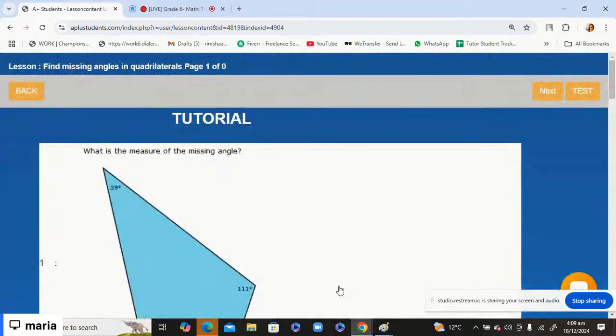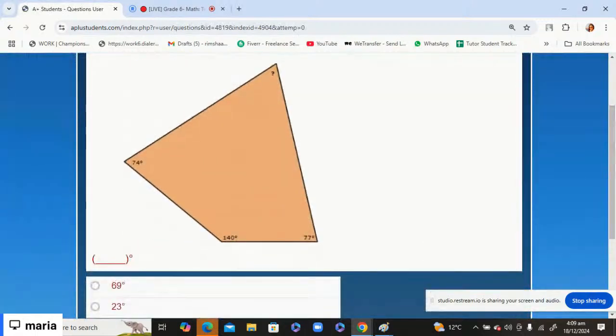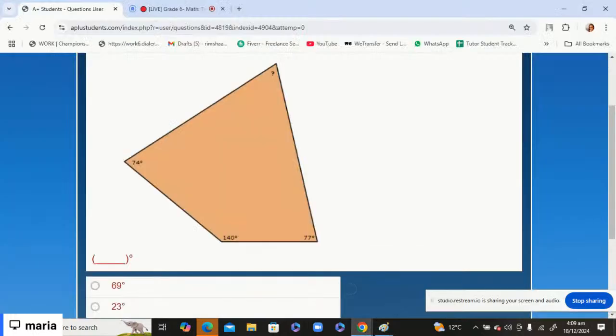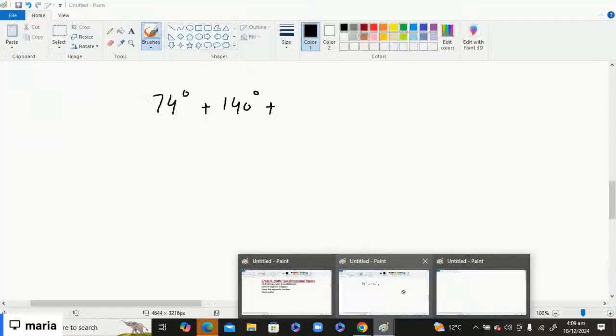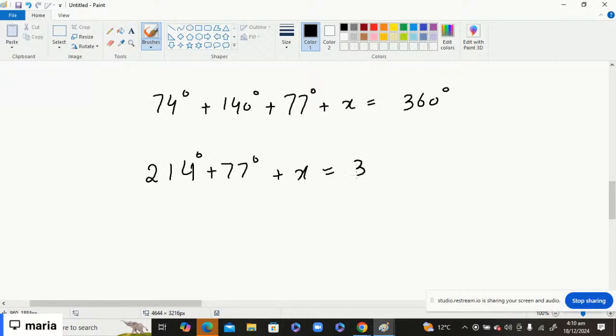Now let's do the test questions. Three angles are given, which are 74, 140 and 77. Let's solve it. 74 plus 140 plus 77 plus x is equal to a total of 360 degrees. So what's the answer for that? The answer here is 214 plus 77 degrees plus x, which is equal to 360 degrees.